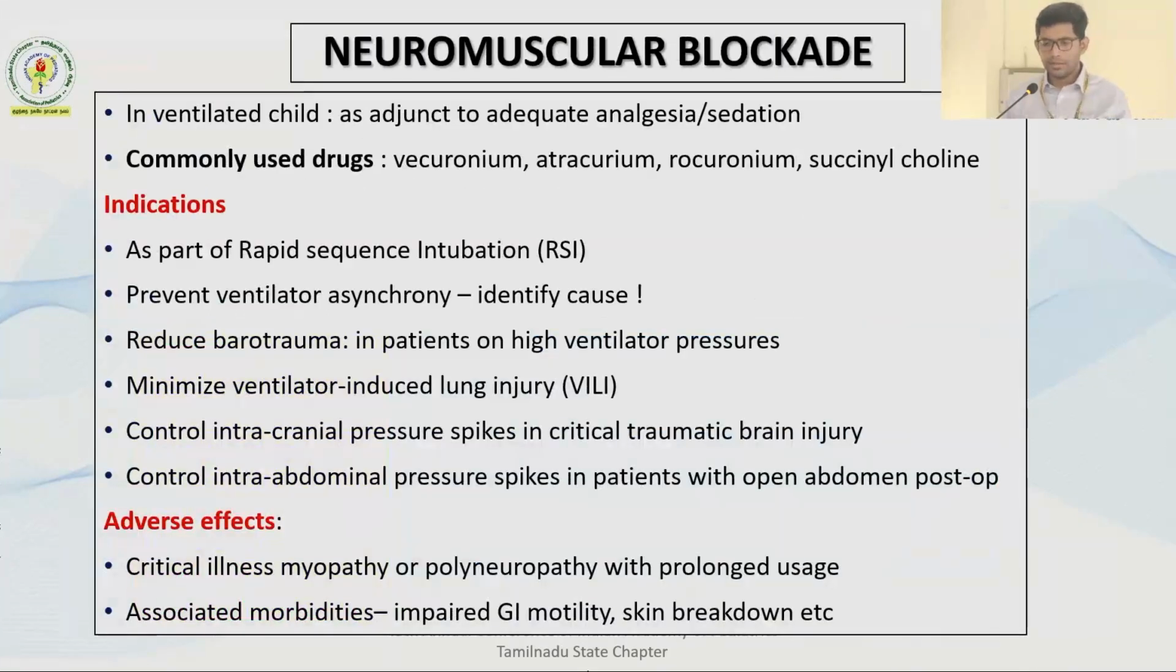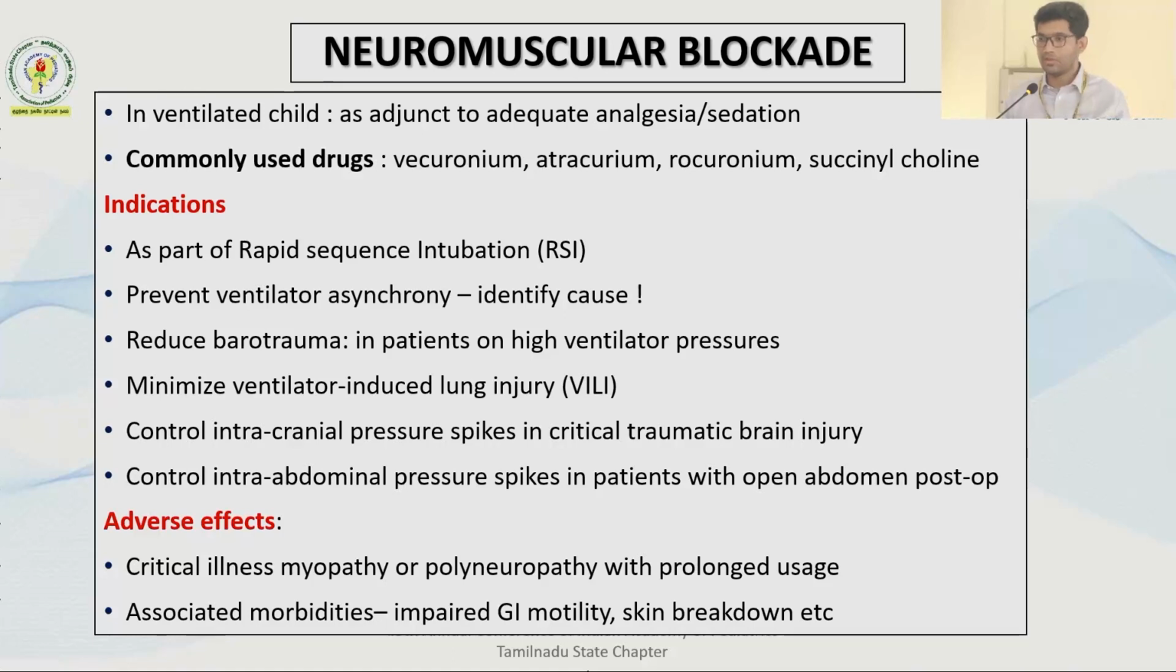Neuromuscular blockade: the use of neuromuscular blockade has come down significantly in pediatric ICU units. They are used as short-term measures. Common drugs are vecuronium, atracurium, rocuronium and succinylcholine. The indications are as part of rapid sequence intubation and to prevent ventilator asynchrony.